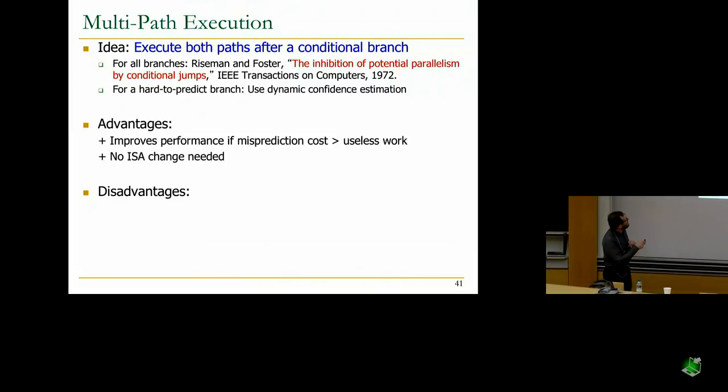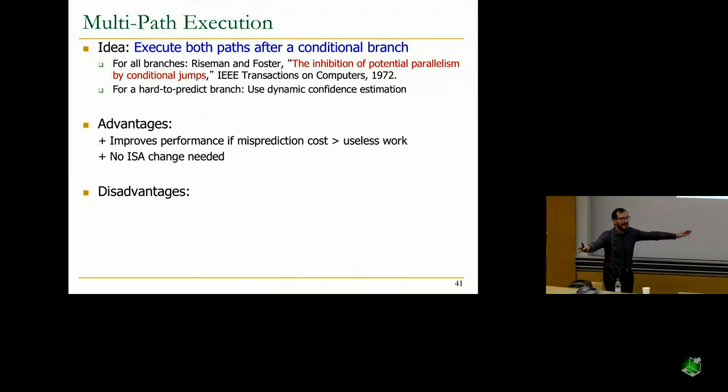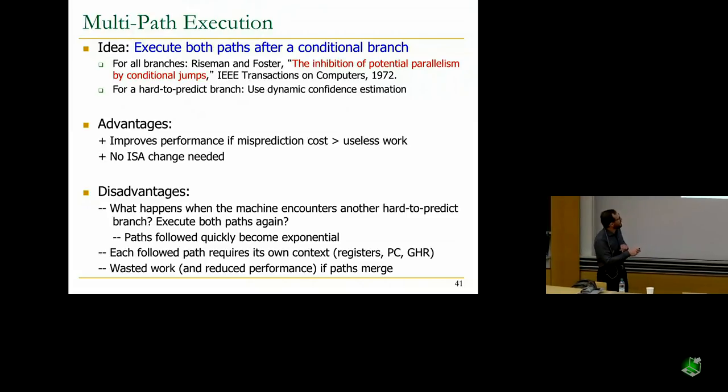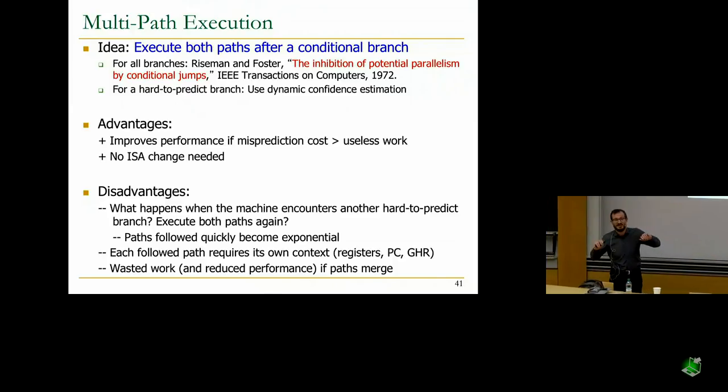The advantage is it improves performance, and no ISA change is needed. It improves performance if the misprediction cost is, again, greater than the useless work, because you definitely do useless work by going through both paths. And there are a bunch of disadvantages. What happens when the machine encounters another hard-to-predict branch? Do you execute both paths again? Paths followed quickly become exponential if you have lots of hard-to-predict branches in your code at that point in time.